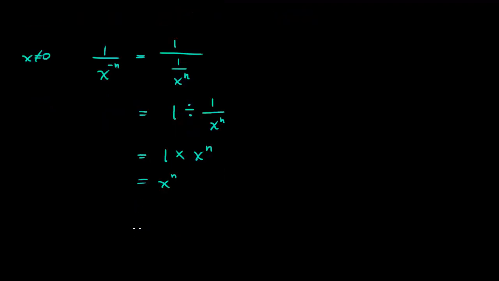So I have another identity, that 1 over x to the power of minus n is just equal to x to the power of n. In the next video, we'll look at how to apply these exponent laws to simplify various expressions.